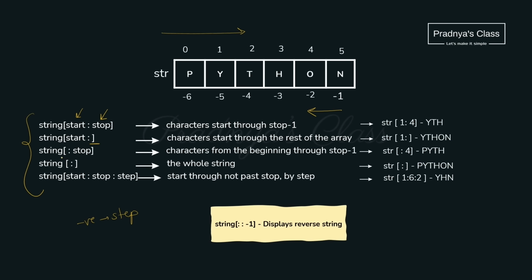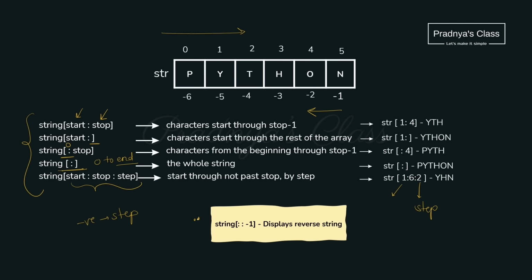Look at the third format. We skipped starting. It means it will start with 0. In the next format, we skipped all three parts. Here starting will be 0 and we will consider the whole string. We will go till end of the string. Here is the last form where we have mentioned all three parts: start, stop as well as step. Look at this example. Here step is 2, means we have to consider every second character from the starting position.